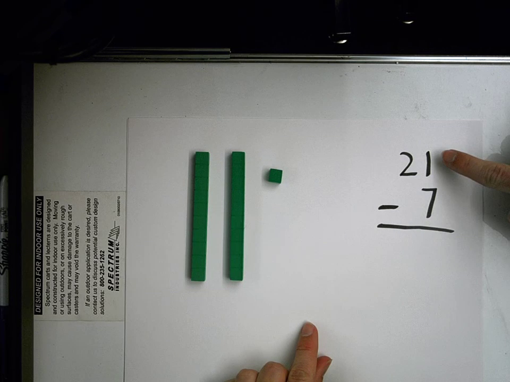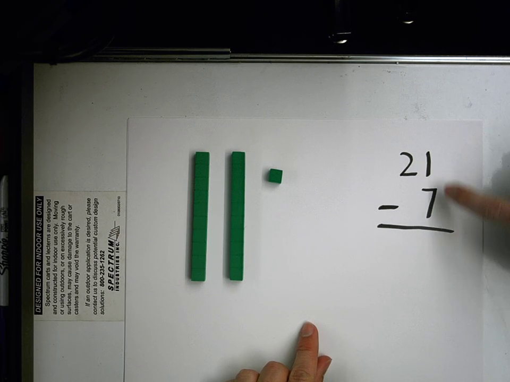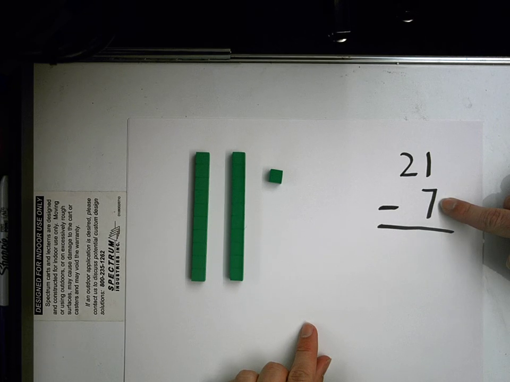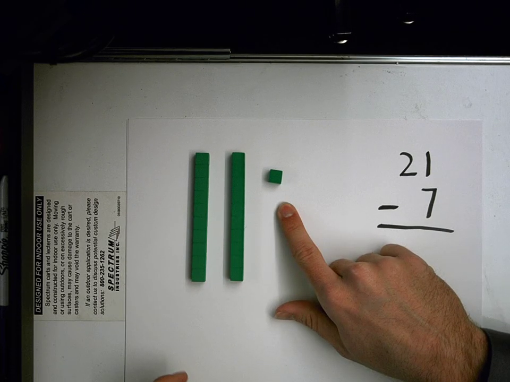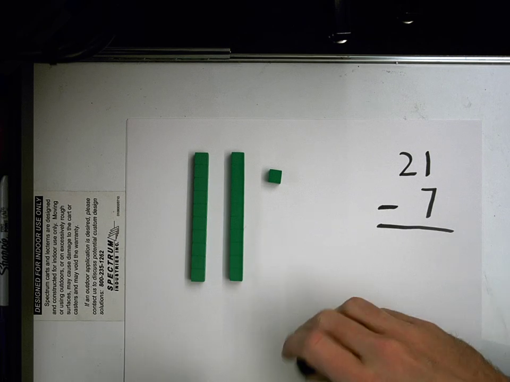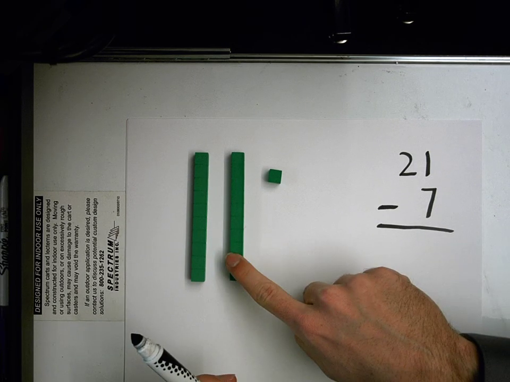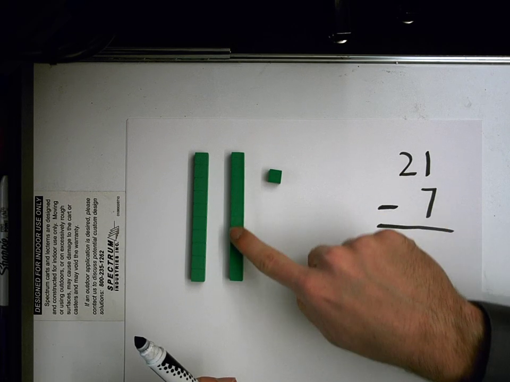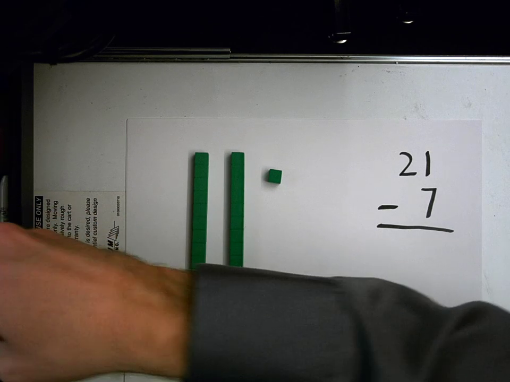But first, I have to look in my ones place. I have my lane of ones. If I have 1, I cannot take away 7 because I do not have 7 ones. Well, what I need to do is I need to trade one of these tens for 10 ones.